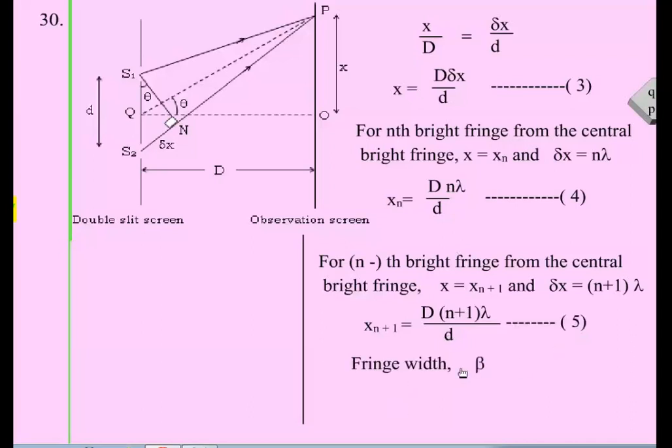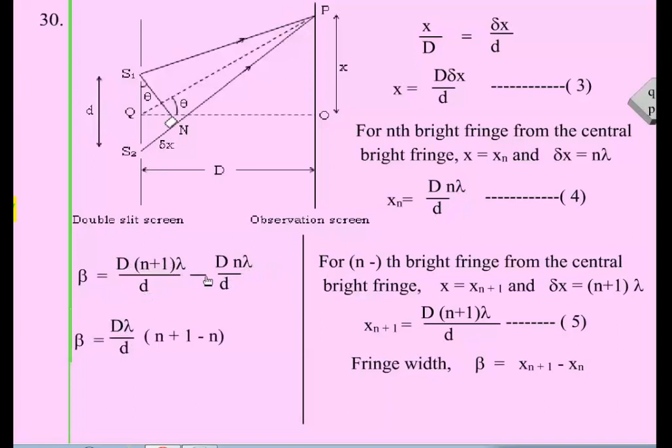The fringe width beta is equal to xn plus 1 minus xn. Therefore, beta is equal to, in the place of xn plus 1, D into n plus 1 lambda by d, and in the place of xn, D n lambda by d. And here D lambda by d take common. So n plus 1 minus n. Minus n and plus n get cancelled, and we get 1. Therefore, beta is equal to D lambda by d. This is an expression for fringe width.